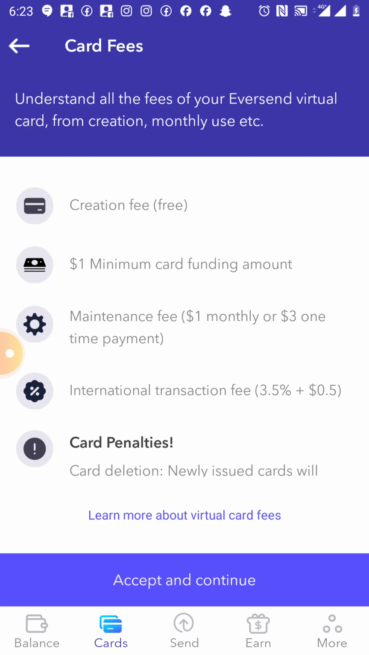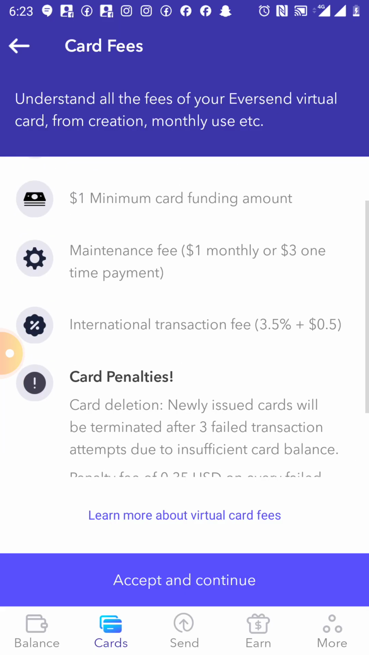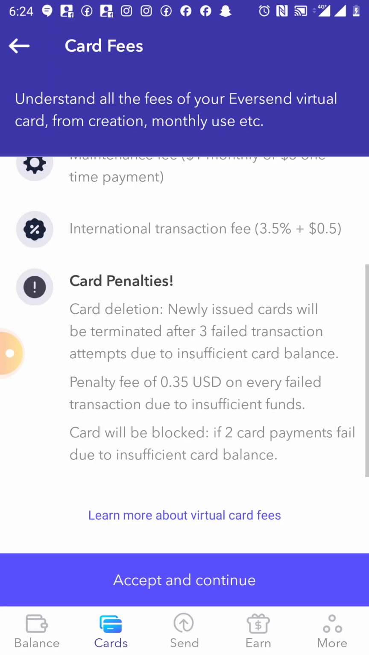So if you are creating a card that you are going to use for one transaction, then that is okay. But if you are looking at a card that you are going to keep refilling and reusing, then you could go for the card that is $3, for all-time use. Then the international transaction fee is 3.5% plus 0.5.